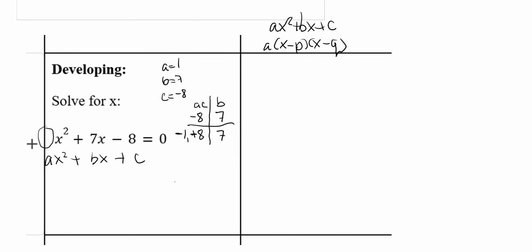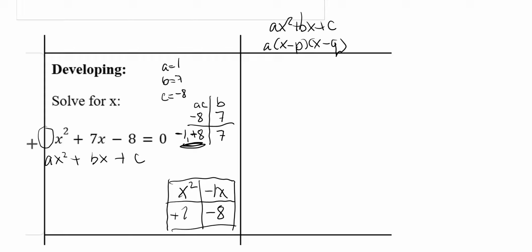So then if you factor this, let's say you use a box. I put the first term, x squared, in the first box. My -8, the last term, I put in the last box. And then for the 7x, I'm going to use the two numbers I just found, but put x's with them. So -1x and plus 8x. And then you factor out the greatest common factor for each row and each column. So x squared and -1x only have an x in common. X squared and plus 8x only have an x in common.